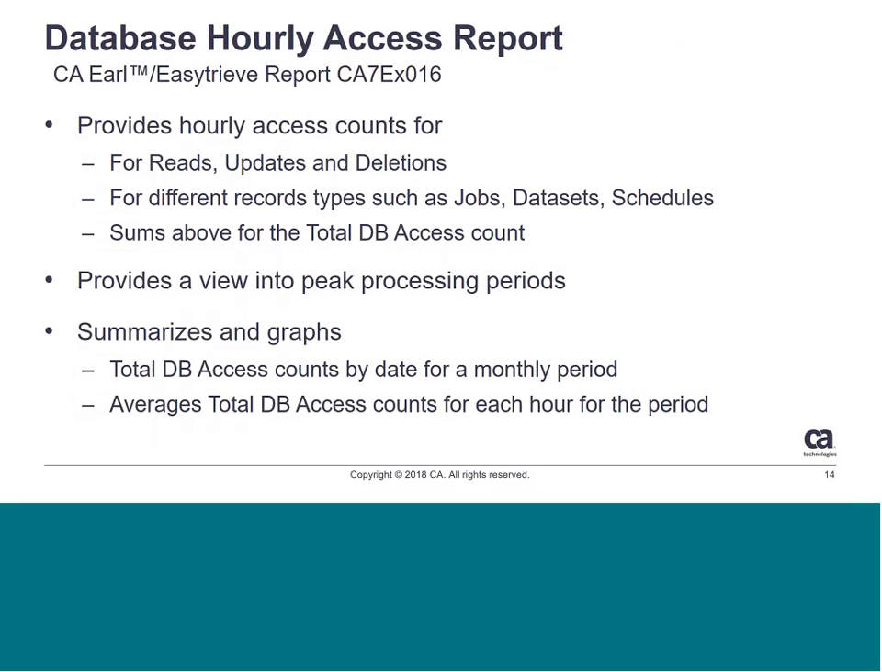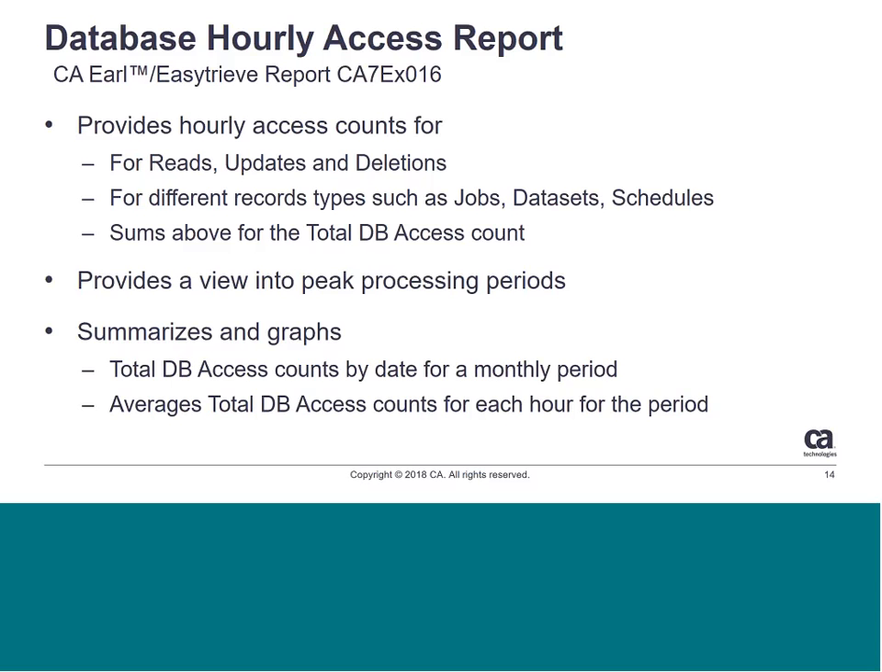And then the next stage is to look at database access using CA7 EasyTrieve or EARL report number 16, which gives you access counts by the hour for updates, deletions, total access, etc., and really just gives you a view into peak processing periods or peak activity against your database, and may show up anomalies or heavy times when you don't want to be running a very large BTI job or anything of that nature.